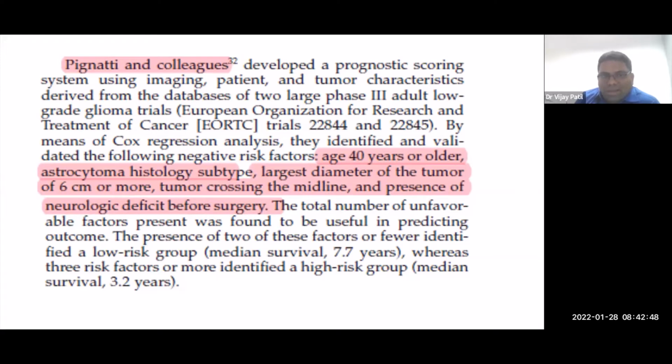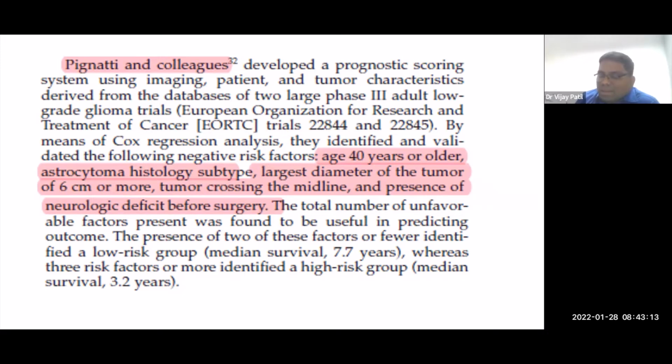Age greater than 40, if there's an astrocytoma histology, if the tumor is 6 centimeters or it's crossing midline, the presence of neurological deficit before surgery. Actually, there are only 3 factors here. One is age. Second is the histopathology. And the third is that the surgery cannot remove the tumor completely.